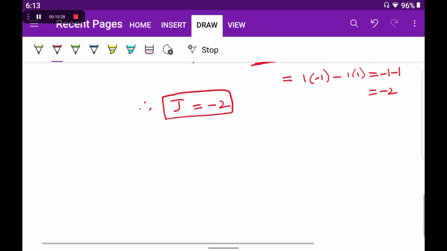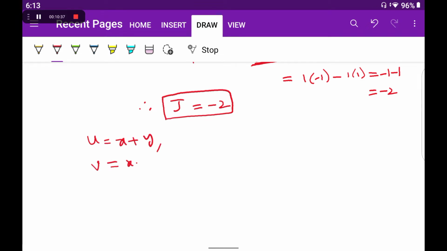Now, what is given? Here given u equal to x plus y and v equal to x minus y. Now to find J dash, what is J dash? J dash is the reverse, dou(x,y) by dou(u,v). It is not simply the reciprocal. First we have to express x and y as functions of u and v.